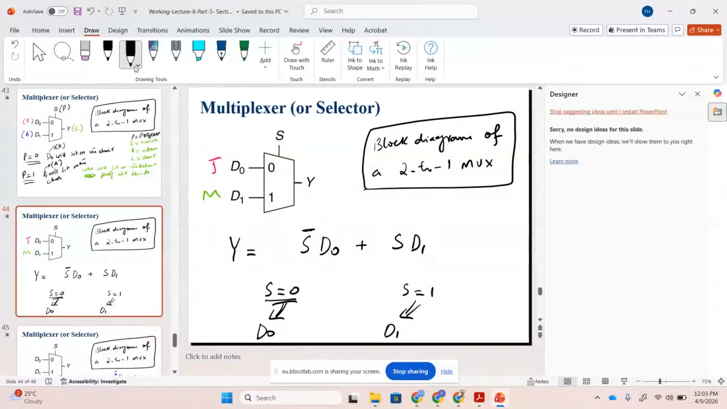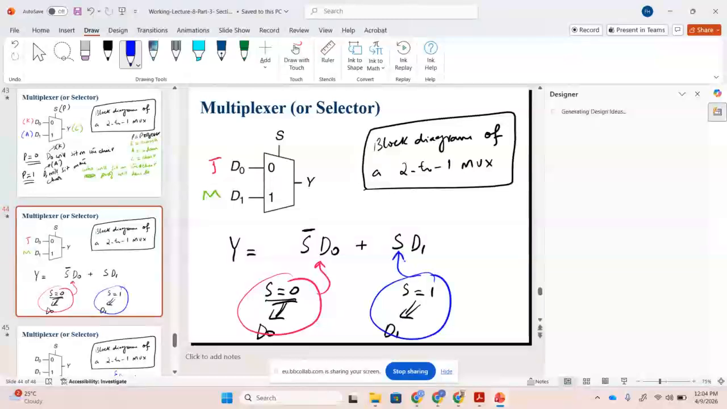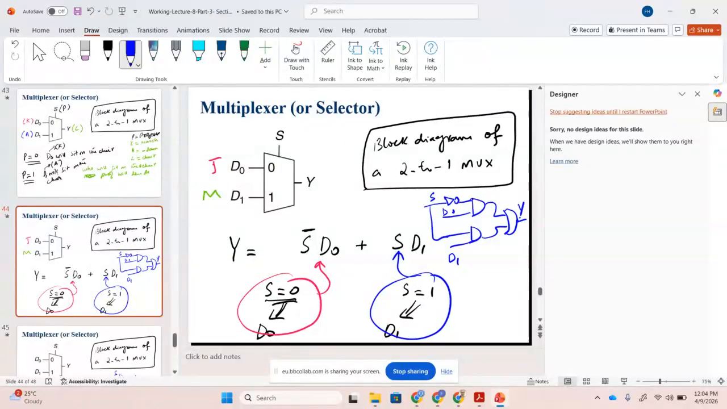So can you see when S is equal to 0? This is the first condition. And then when S is equal to 1, this is the second condition. And what is Y? We need 2 AND gates. This is S bar and D0, and then we have S when S is equal to 1, and then we have D1, and then since we have plus, we have an OR gate, and the output will be Y. Any question? Clear or not clear? Clear. Am I right or no?